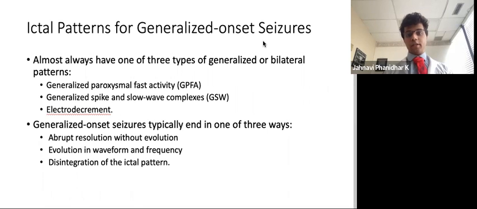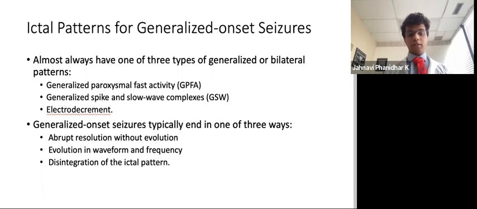And now we will go for the ictal patterns for generalized onset seizures. They almost always have one of three types of generalized or bilateral patterns. They are generalized paroxysmal fast activity, which has a very high frequency and low amplitude in the beginning, and this gradually becomes low frequency and high amplitude as the wave progresses. And there are generalized spike and slow wave complexes. They occur in succession, and they have a long duration. They are usually of triphasic morphology, and they have a polyspike initiation.